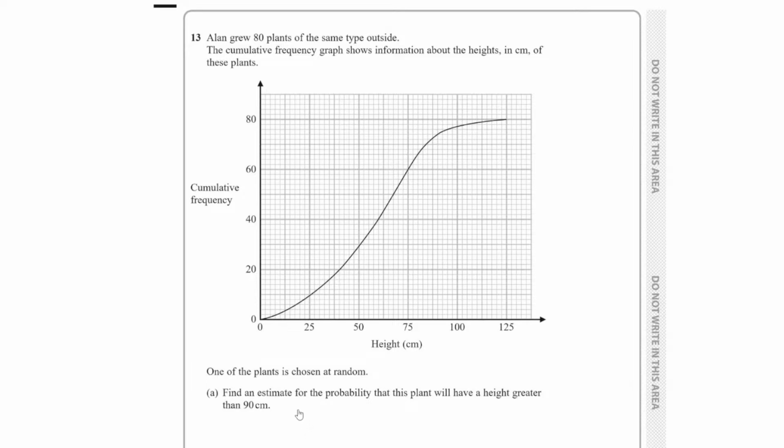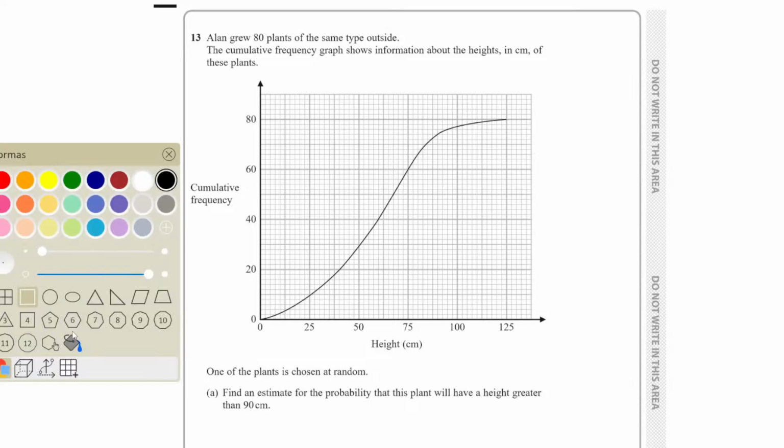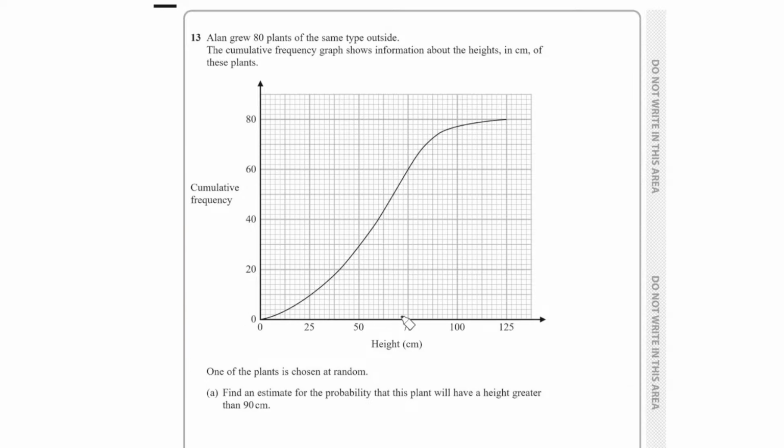So for now, just ignore the fact that we're saying probability. Don't worry about that just for now. I want to know how many plants have a height greater than 90 centimeters. That's the x-axis, isn't it? So get your ruler and draw a line at 90. Now, this one's actually quite hard. The scale's quite hard here, isn't it? I guess that's how they've made it harder. They just made a really difficult scale.